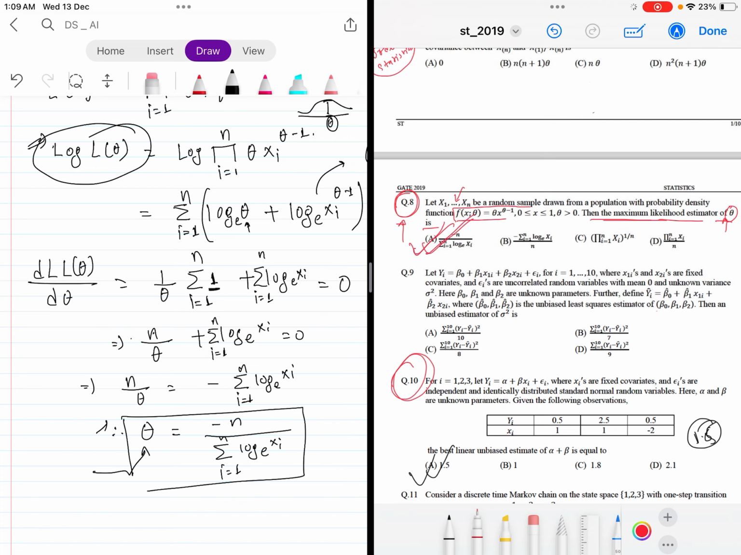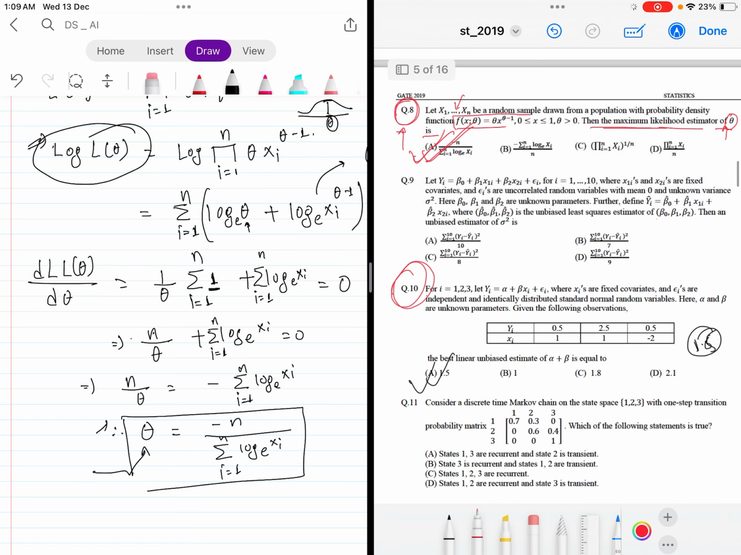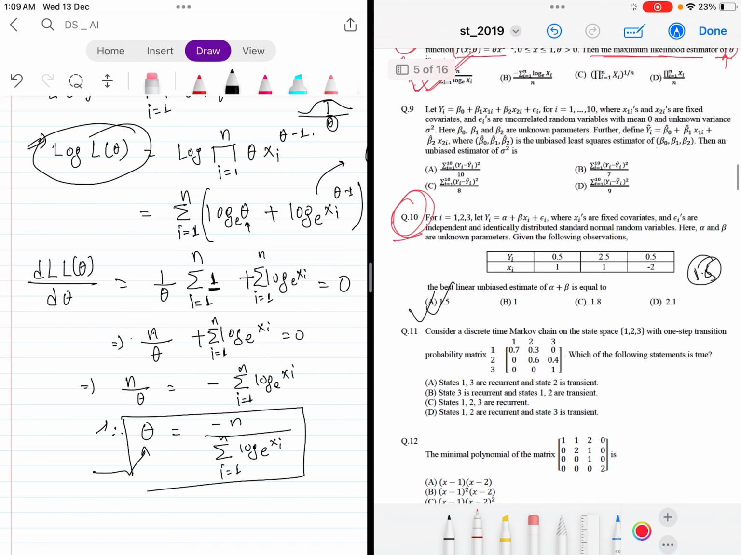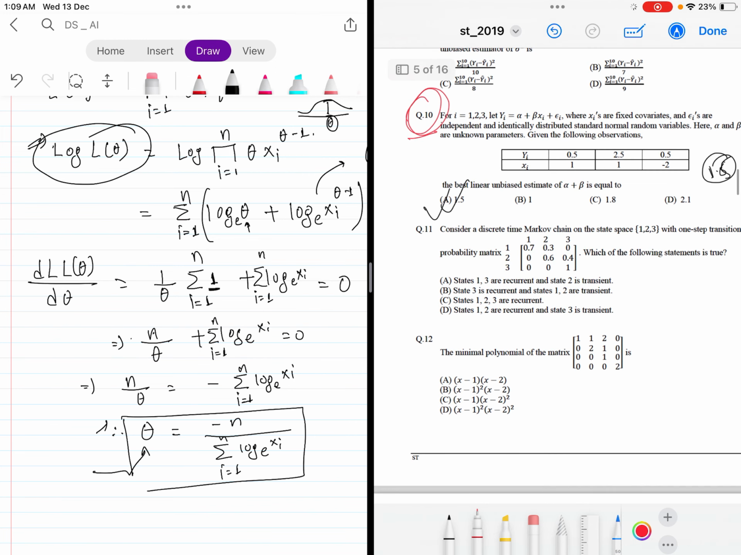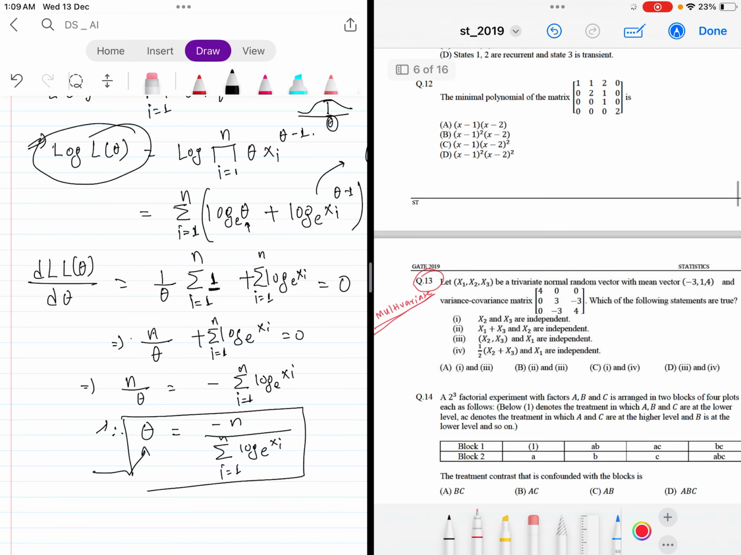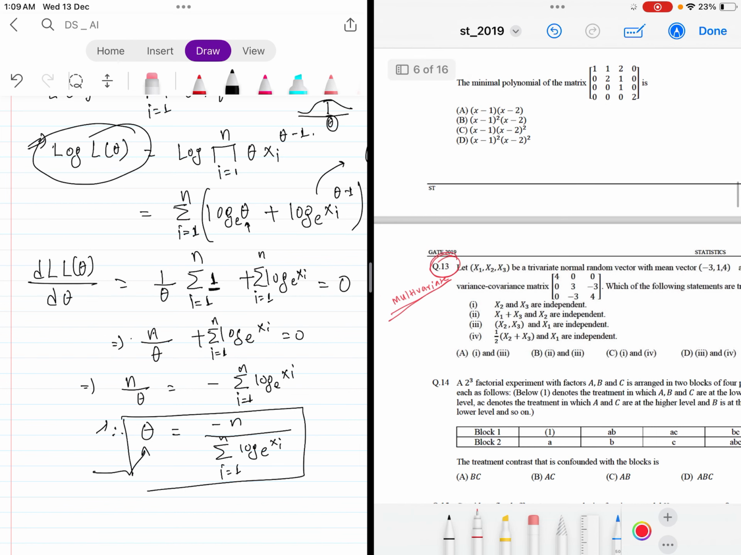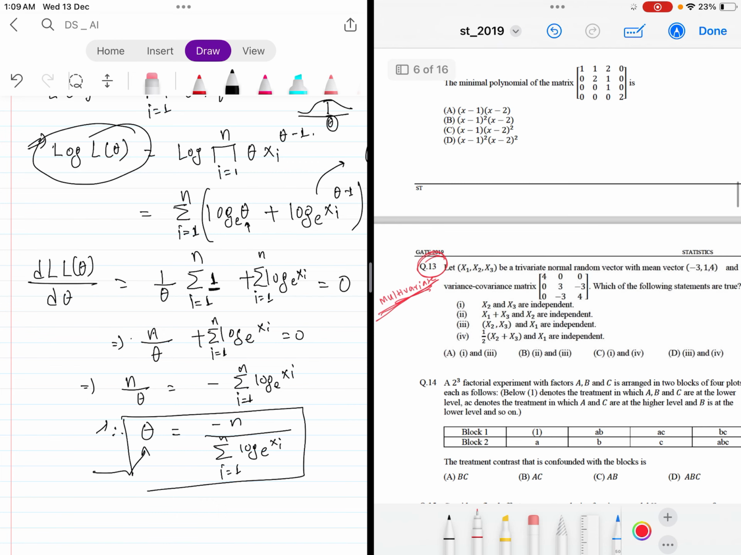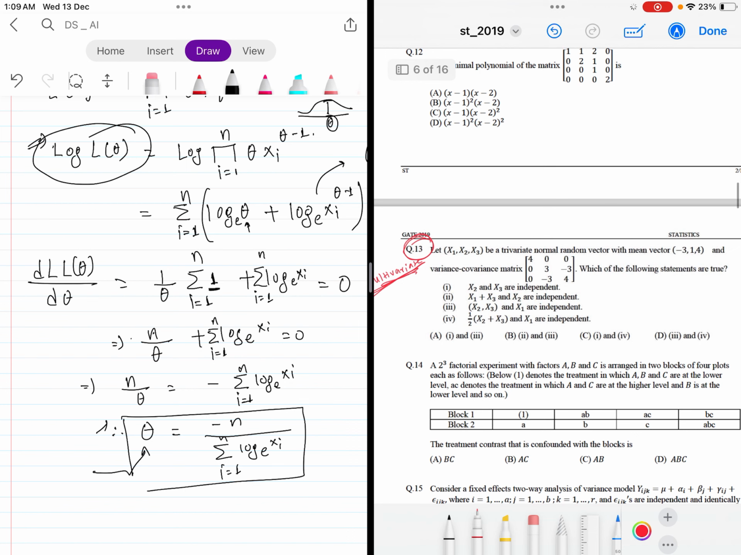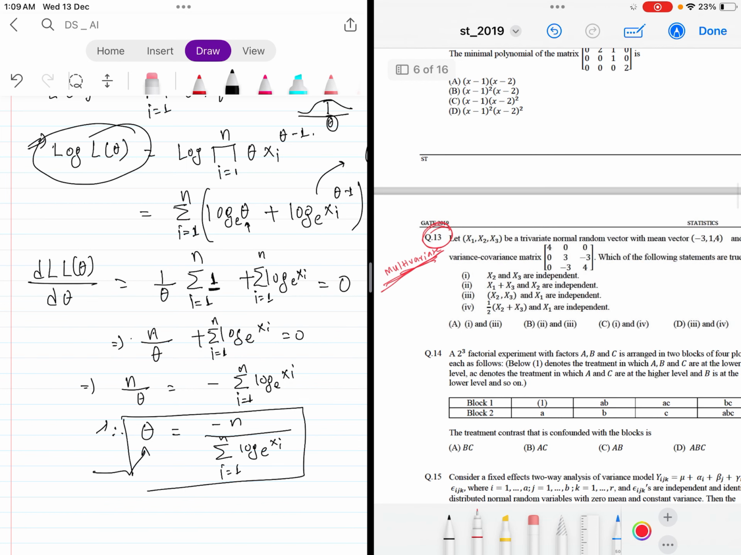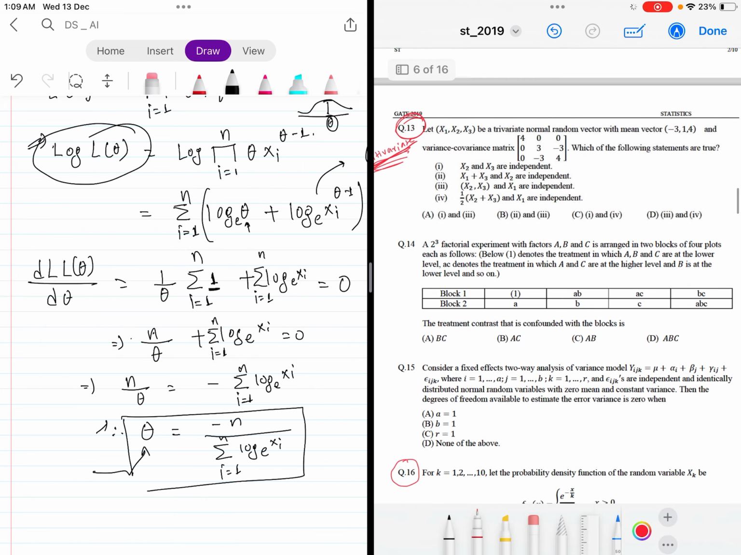Right, now we can move to the next question. Question number 10 is from linear regression, you can try it out. Question number 13 is from the multivariate Gaussian random variable. I don't think we will be asked questions based on the multivariate, so I am skipping this. You can try it out.